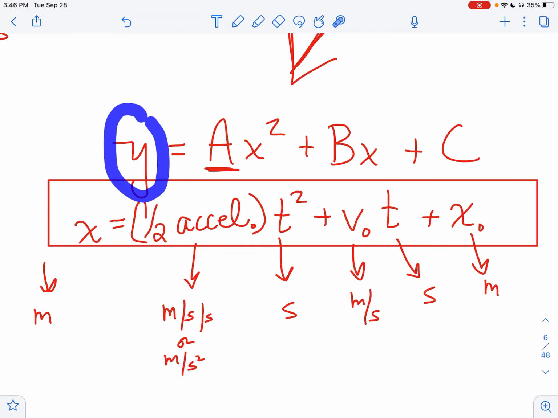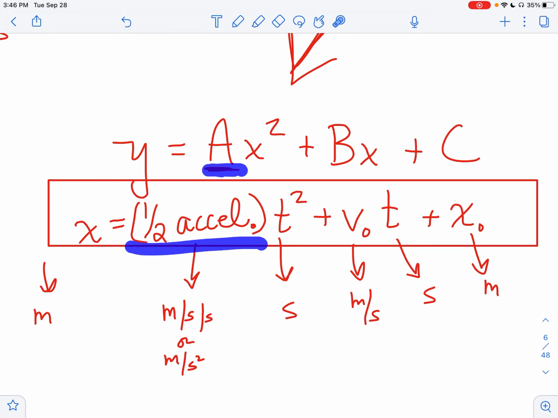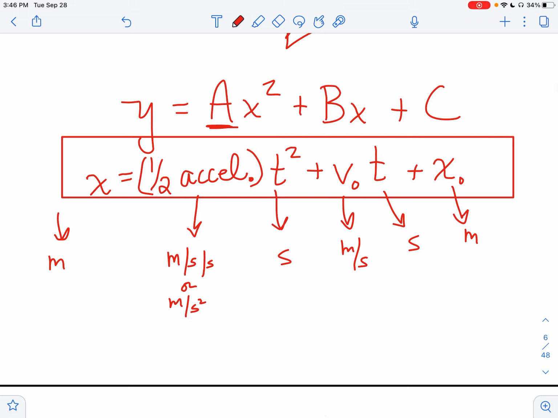But for the y variable, it's still position, horizontal position, which we call x. The coefficient here is 1/2 the acceleration times the time squared, which is our horizontal variable. And then we have initial velocity times time plus initial position. So this one is a little bit more complicated. If we write it in just variables, it looks like this: x = 1/2 at squared plus the initial velocity times the time plus the initial position.